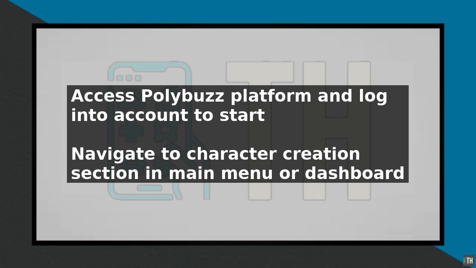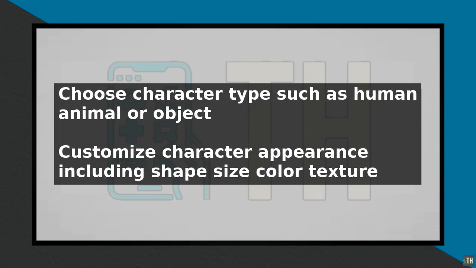Next, you will be asked to customize your character's appearance, including its shape, size, color, and texture. Use the provided tools and options to make your character unique and visually appealing. After customizing the appearance, you will need to add animations and movements to your character.